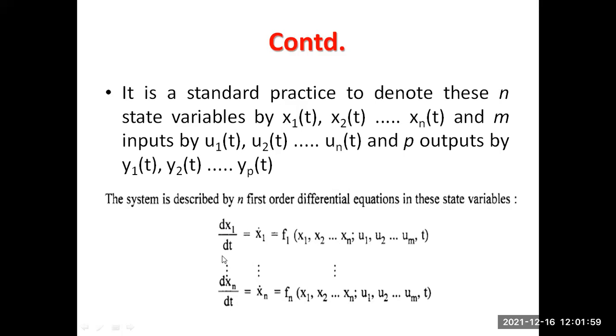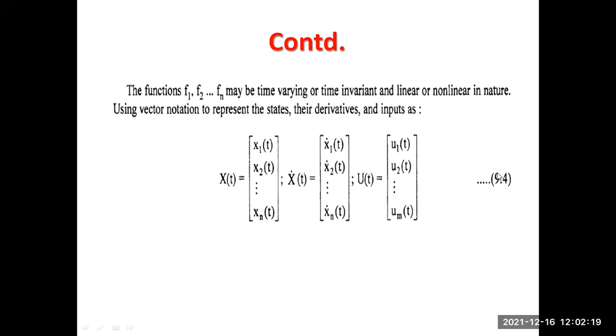In this way we can write dx2 by dt equals x2 dot equals f2, which is a function of x1, x2 up to xn, and u1, u2 up to um and t. Similarly, dxn by dt is xn dot, which is a function fn, and again in the same way it depends on all the variables. So all these variables are defined this way.